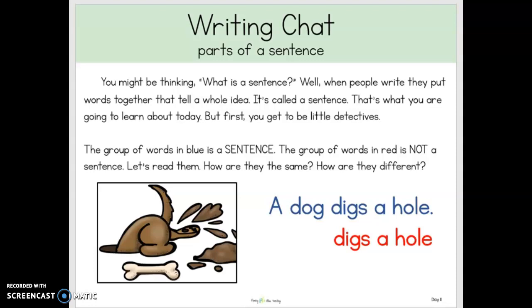Hey, today we're going to talk about writing a sentence. You may be thinking, what is a sentence? Well, when people write, they put words together that tell a whole idea, and that's called a sentence.